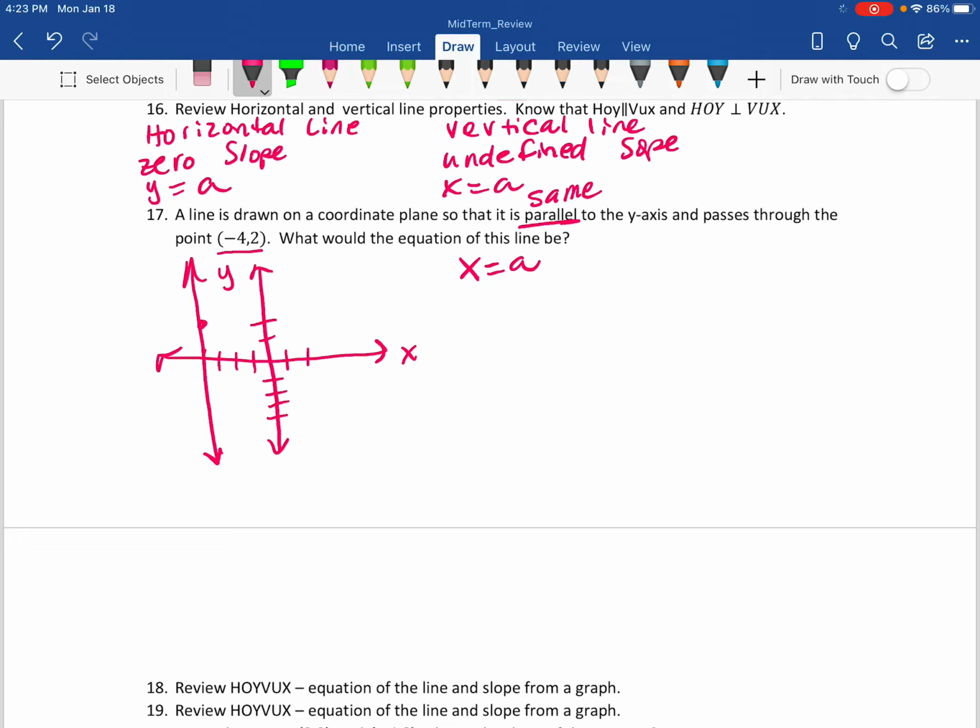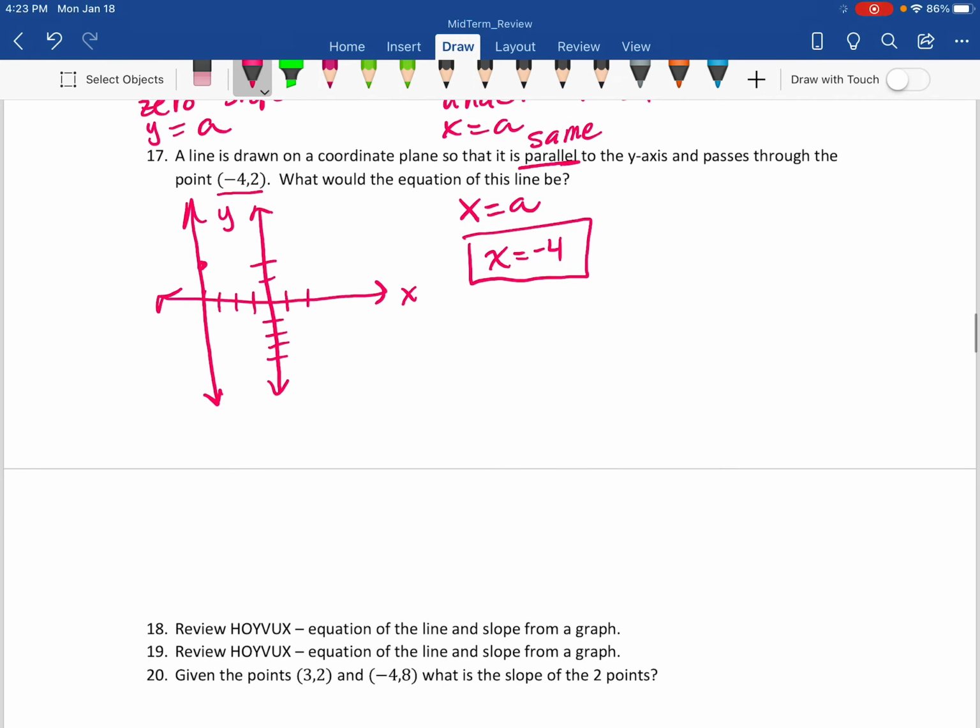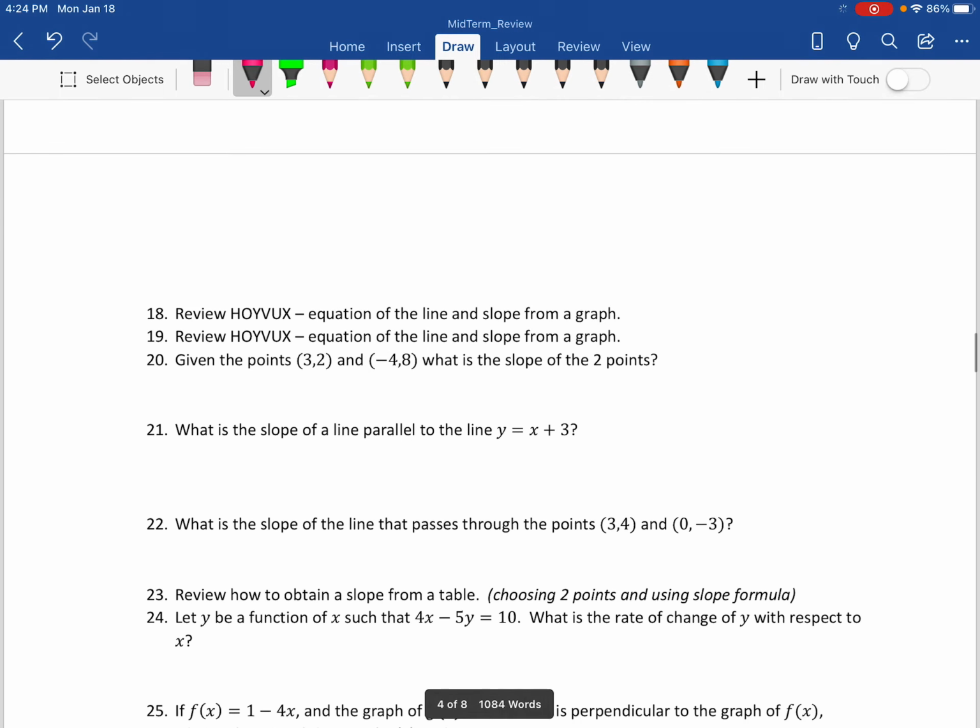All right, so that's going to be x is equal to a. Think about what is the x value in this coordinate point. The x value is -4. So the equation of the line that's going to be parallel to the y-axis that goes through that point is going to be x is equal to -4. So really all you need to remember is either the x or the y value, depending on what it's asking. If it was perpendicular to the y-axis, then that would be y is equal to 2.